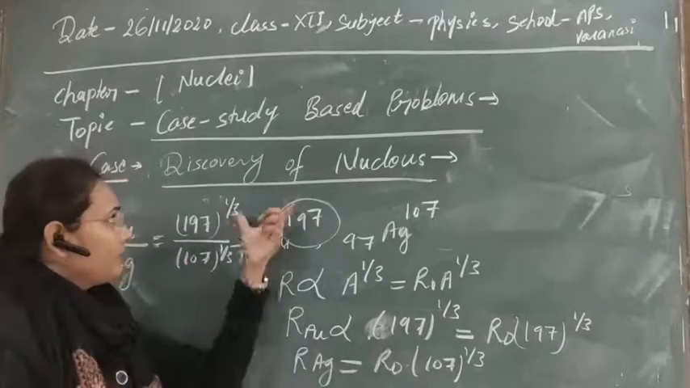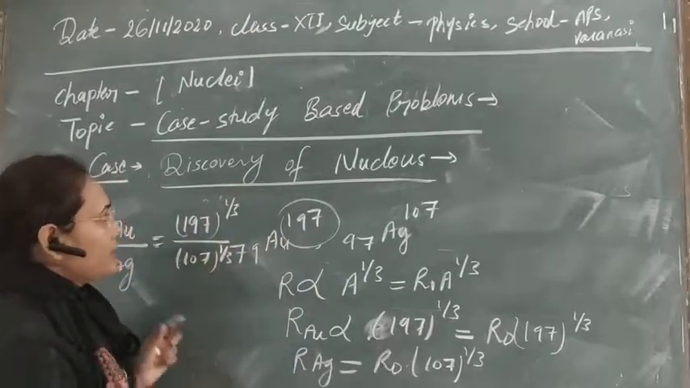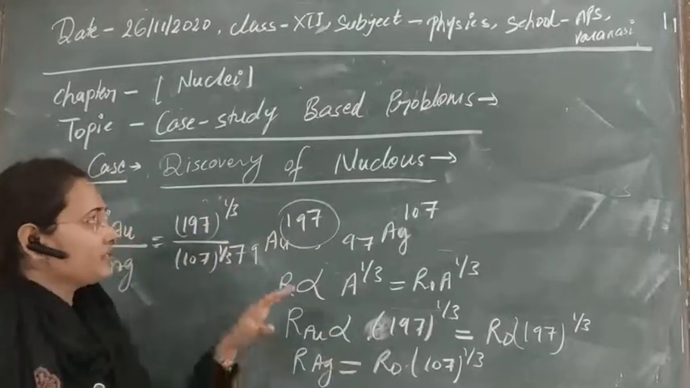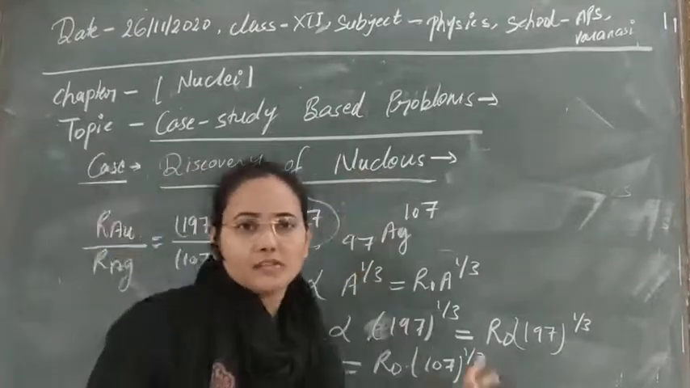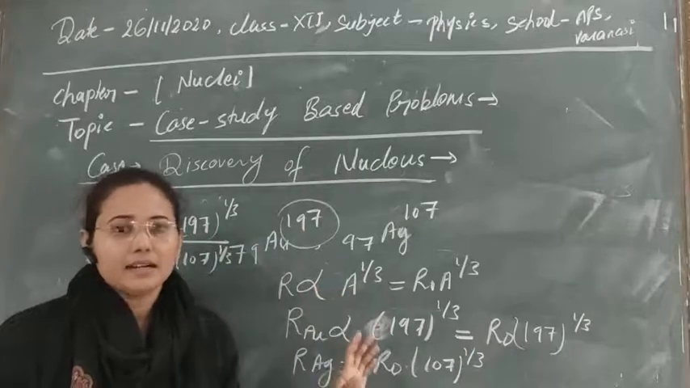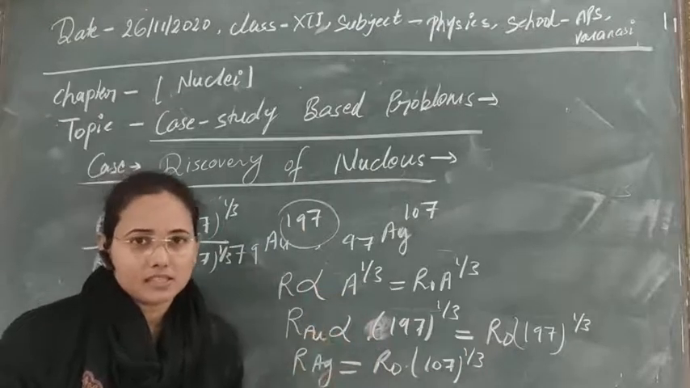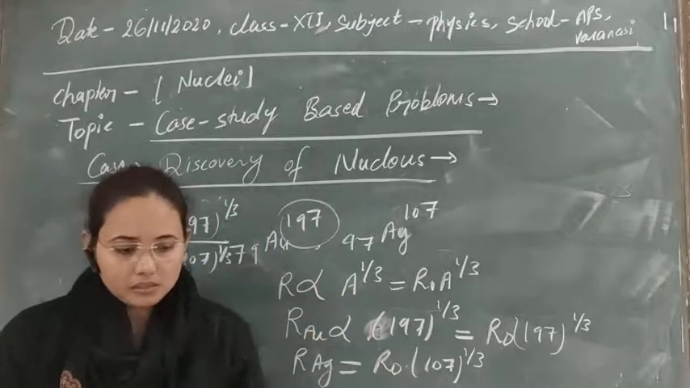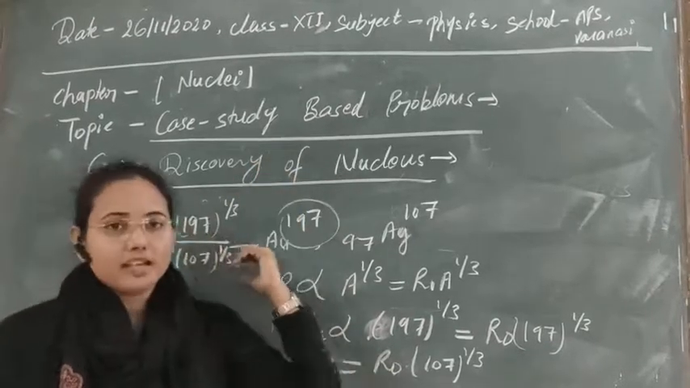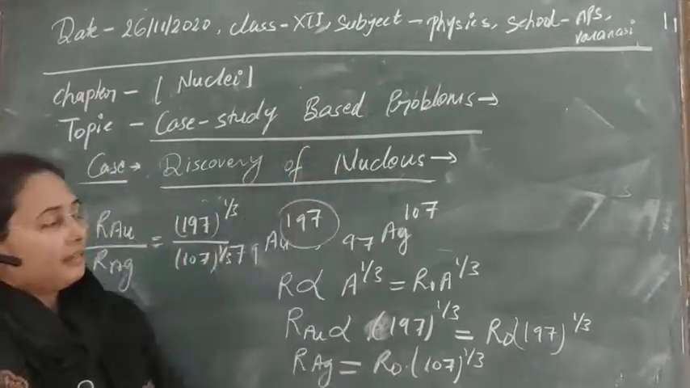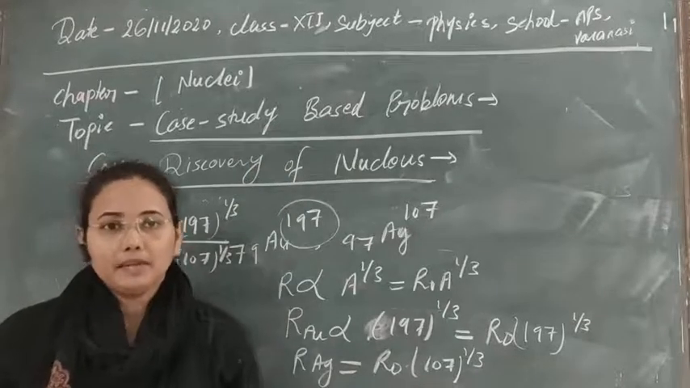So I think whatever I have discussed, the 5 questions I have just discussed in the case of the discovery of nucleus, is very easy and you can understand very easily which types of questions can be asked here. So let's see some more questions that can be asked and some more cases that can be asked from the chapter nuclei.